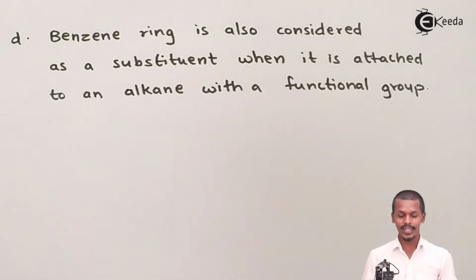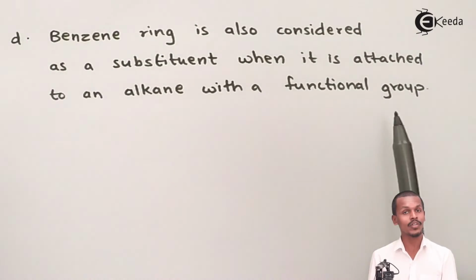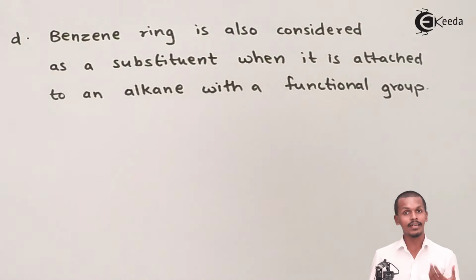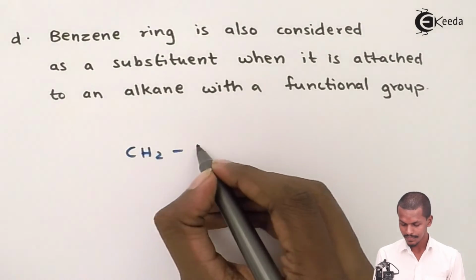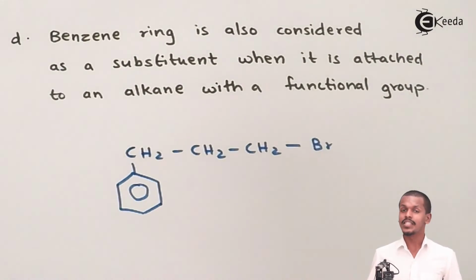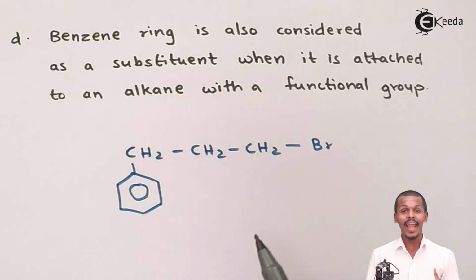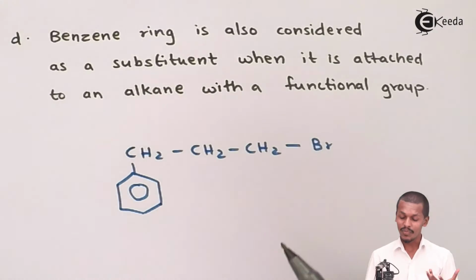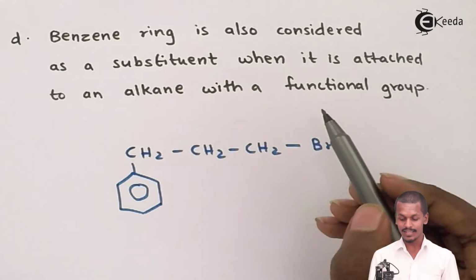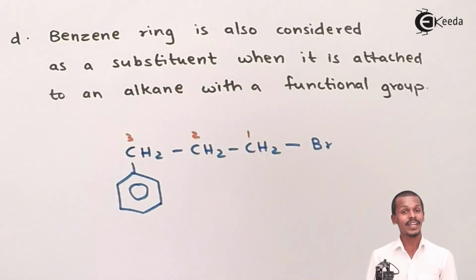Let us talk about another one that we have, that is, the benzene ring is also considered a substituent when it is attached to an alkane with a functional group. For example, suppose we have an example like this one. Suppose this is a structure that we have and we have to give the nomenclature for this one. Because benzene is a substituent, and the substituent consists of a functional group, we would prefer numbering from this carbon atom. So this one would be the first, second and third. So that is what we have got to know over here.